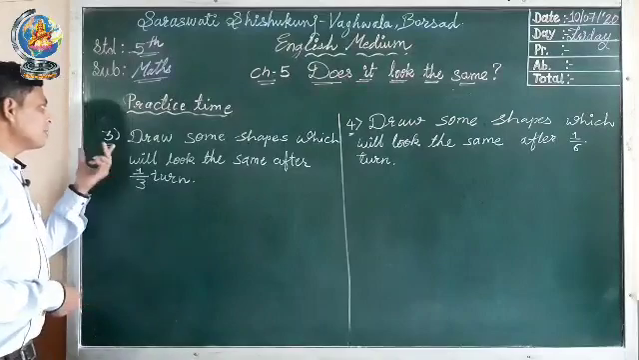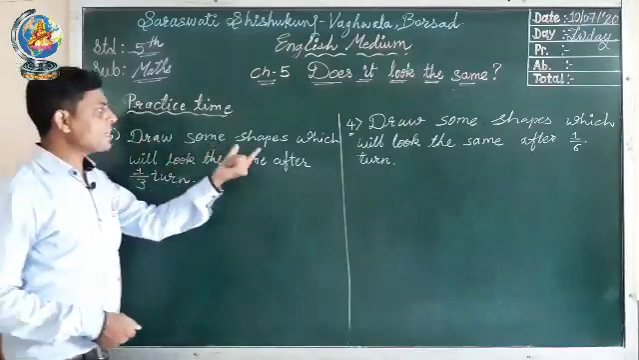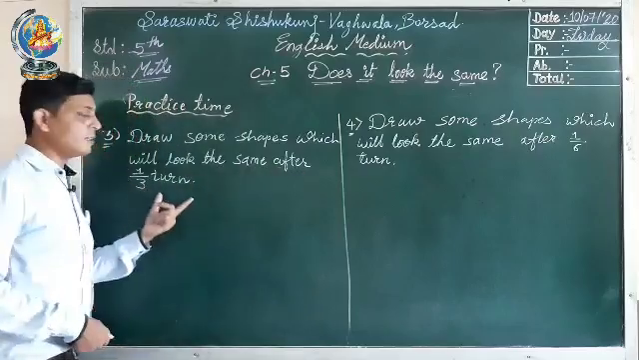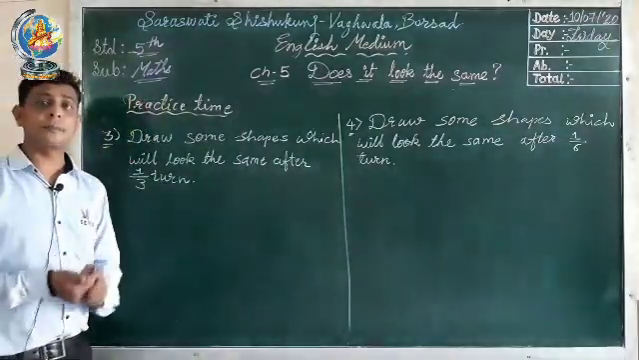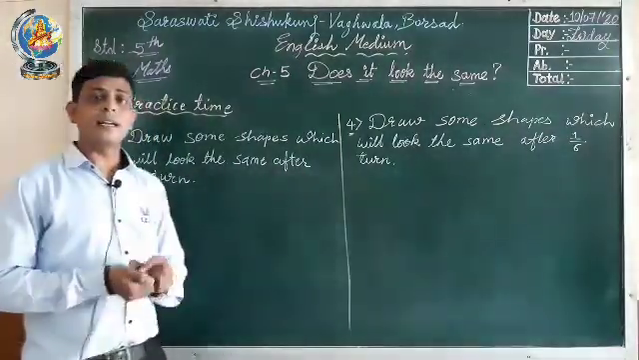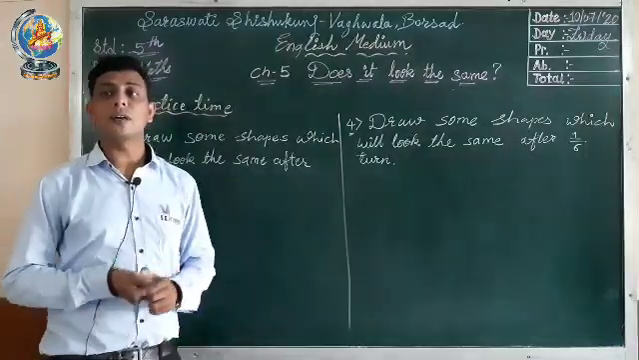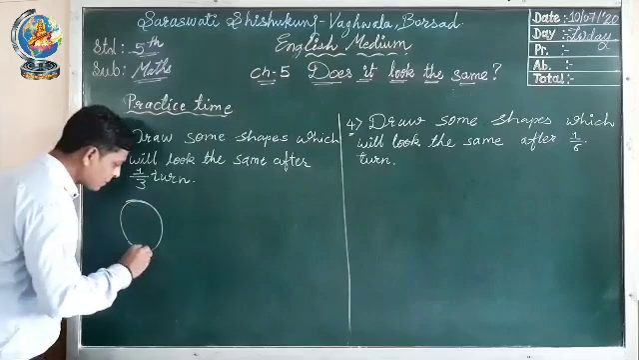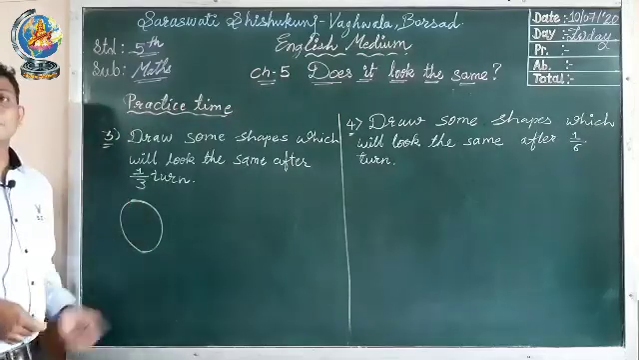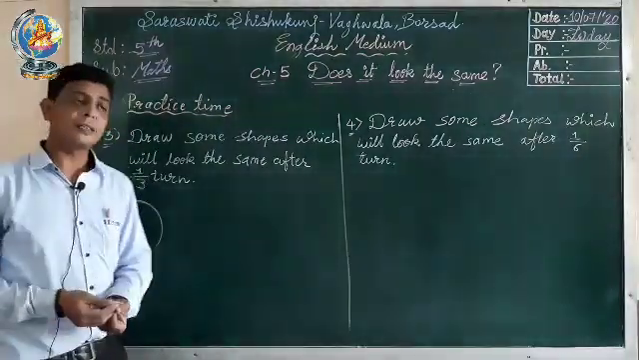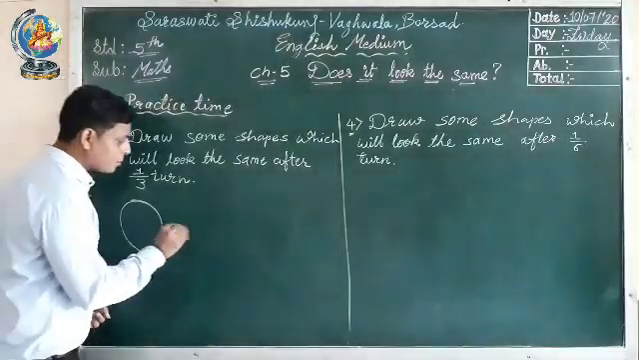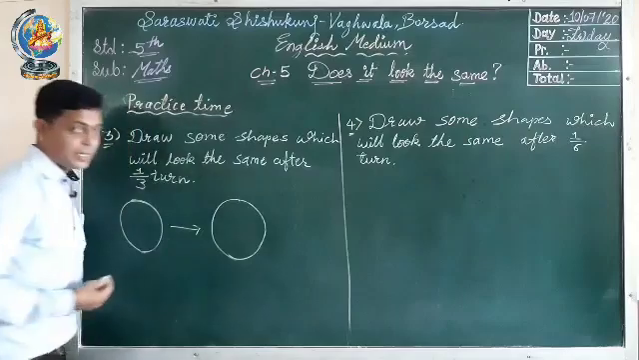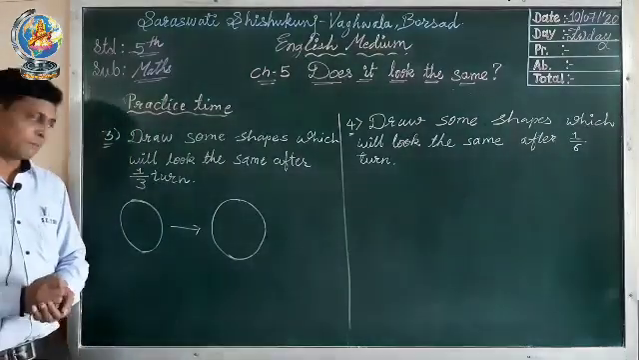Let's start question number 3. Draw some shapes which will look the same after 1/3 turn. Means you have to draw such a shape that it looks the same on 1/3 turn. Suppose I draw a circle. If I rotate this circle into 1/3 turn, then also it will look the same.